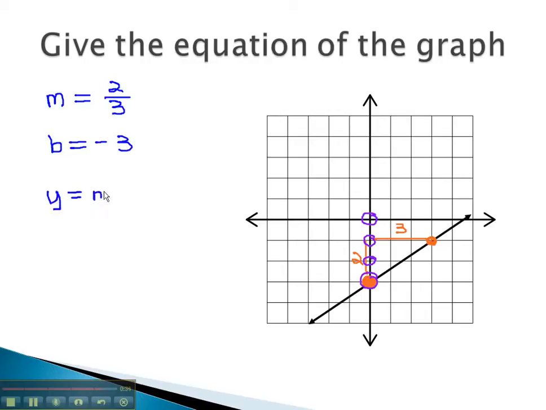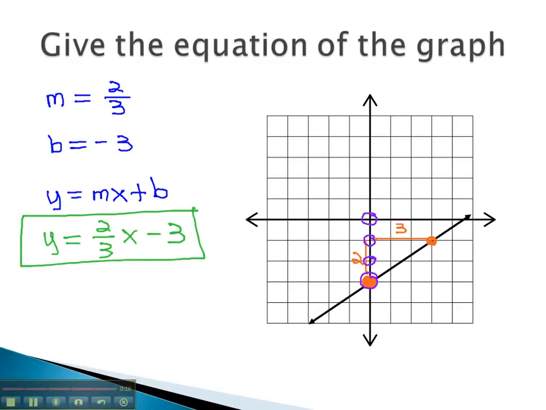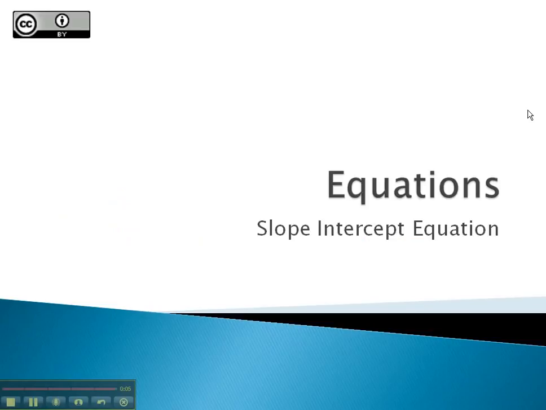Using y equals mx plus b, we can simply plug in the information we know. y is equal to m, the slope of this line, 2/3, x plus b, or negative 3. This, then, is the equation that if you were to draw a picture of the solutions, you would get the line we started with. y equals mx plus b, the slope-intercept equation, is very important for graphing lines.